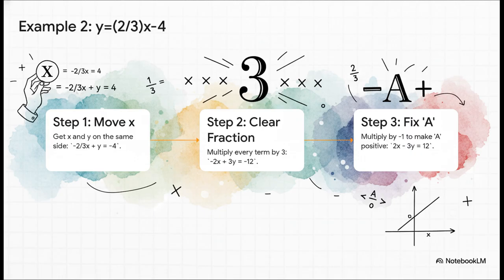That fraction, it's breaking rule number 2. To get rid of that denominator of 3, we just multiply every single thing in the equation by 3. That gives us negative 2x plus 3y equals negative 12. We're almost there, just one last check, and yep, our a is negative again. So one final multiply by negative 1, and we get our perfect answer: 2x minus 3y equals 12.